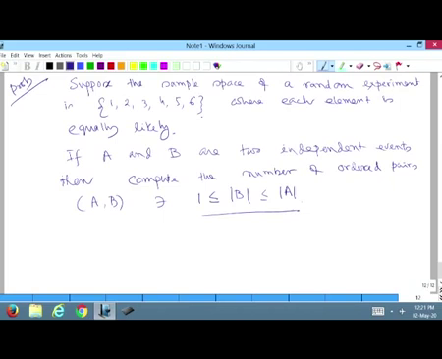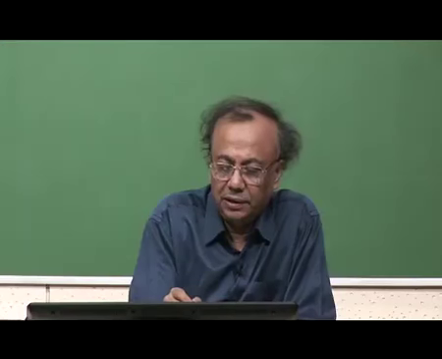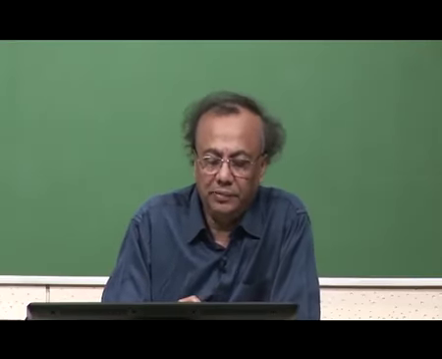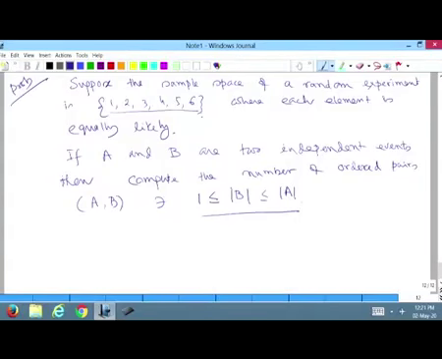So, I hope you understand the problem. There are 6 elementary events in the sample space. They are equally likely. We want 2 events A and B such that they are independent. Now, we want to see how many such pairs are possible such that cardinality of B is less than, let us make it strictly less than, cardinality of A. How to solve it?